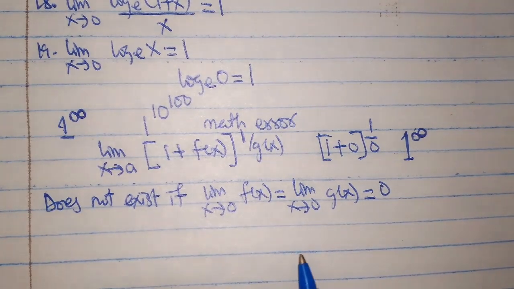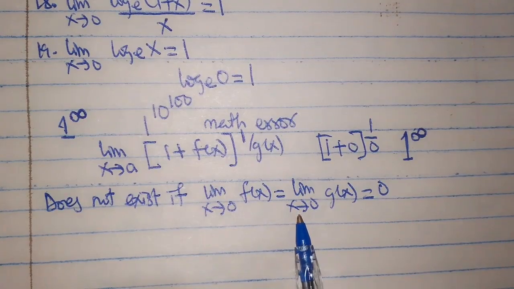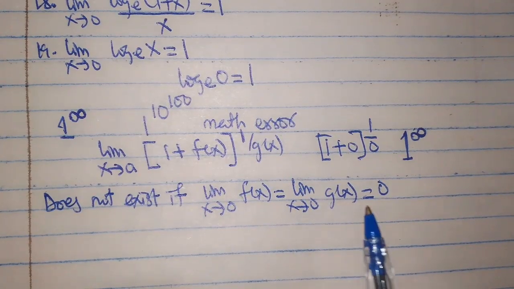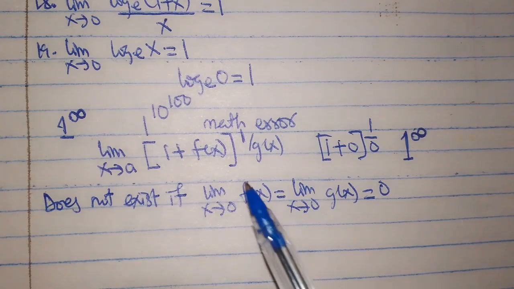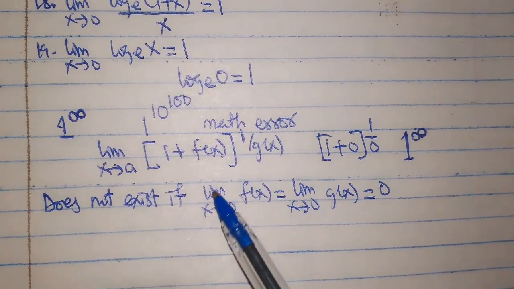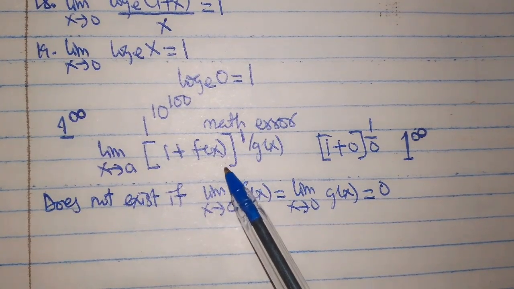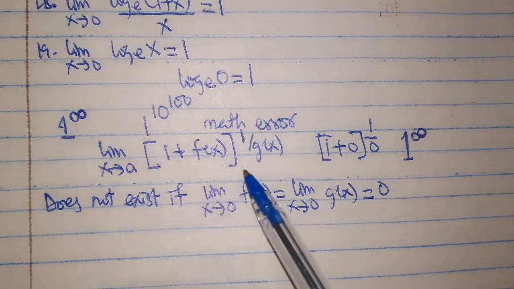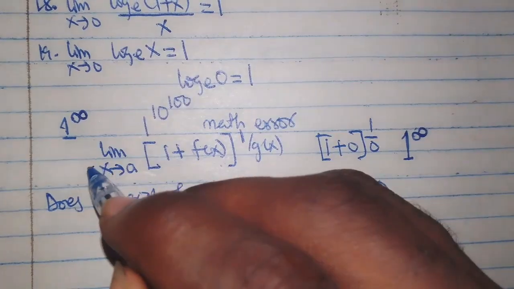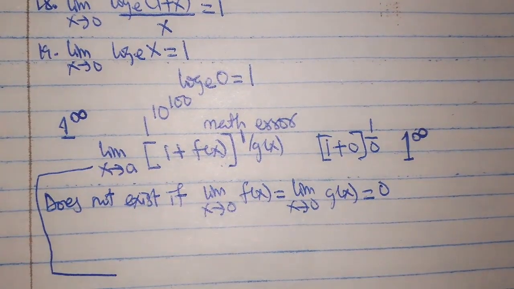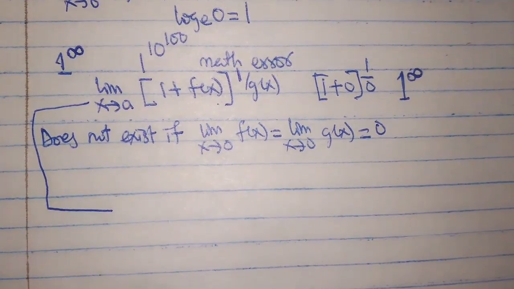So we are saying it does not exist if limit as x approaches 0 of f of x is equal to limit as x approaches 0 of g of x, which is equal to 0. Now there's a solution for this. So stay tuned, because I'm going to prove this. This is very important. I'm going to prove this in our next lesson. So this has a solution.